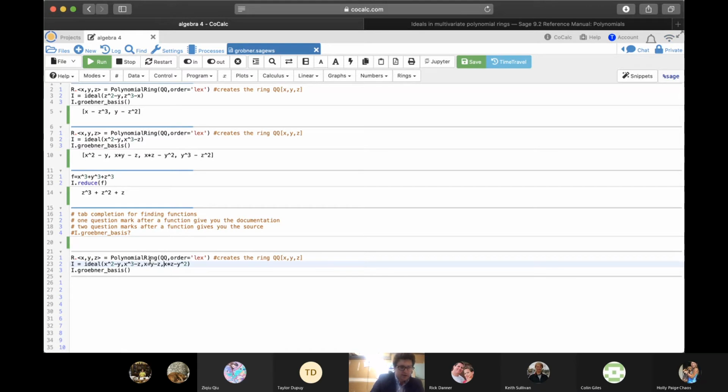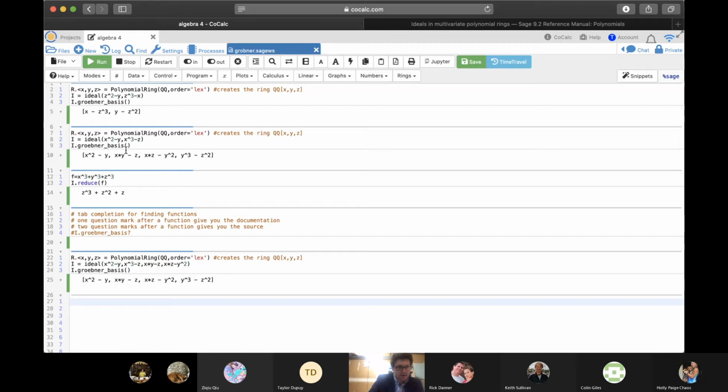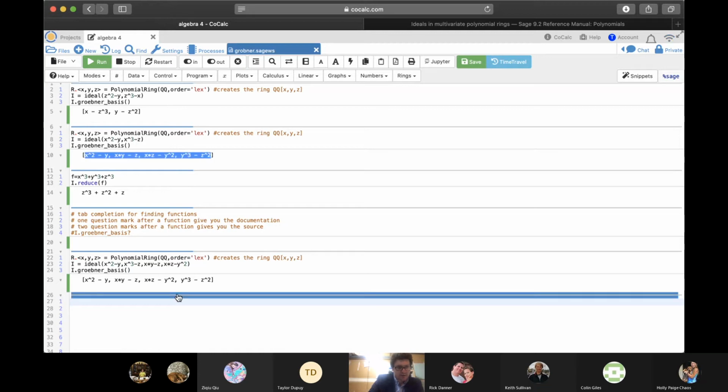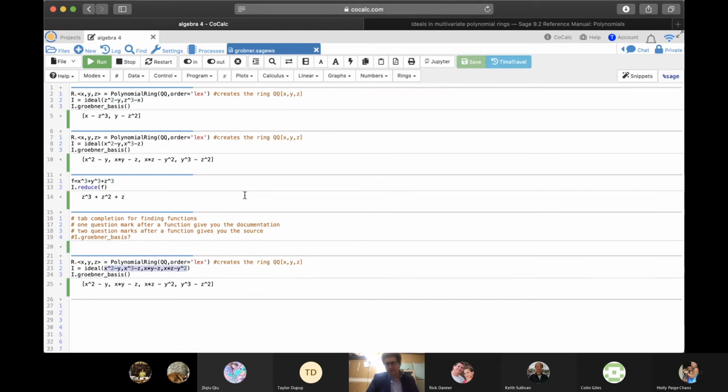Okay, so as a sanity check, this should return the same thing that was up here. See? This is the same thing as this, and this is what we had already computed. We already computed this bit. So this is a way that, if you get into a long Gröbner basis computation and you want to use a computer to check what you're doing, you can do it.